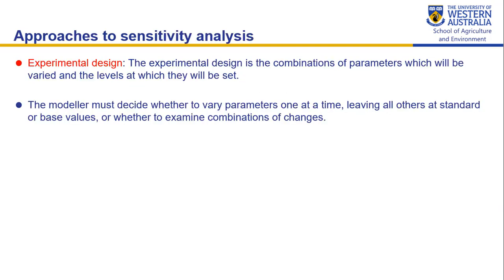So in order to conduct a sensitivity analysis, we have to go through a set of steps. First, we have to decide on an experimental design. It is the combination of parameters which will be varied and the levels at which they will be set. The modeler, or we, must decide whether to vary parameters one at a time while leaving all others at standard or base values, or whether to examine combinations of changes. In the previous example, we varied one at a time while we assumed that the other one has been kept fixed.